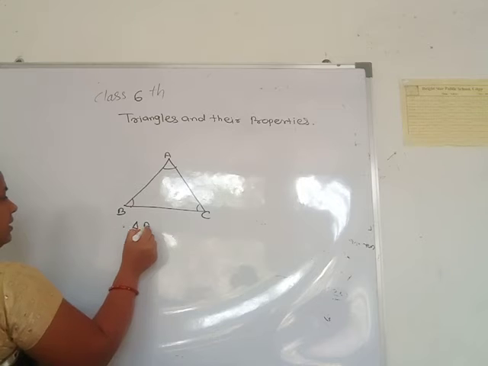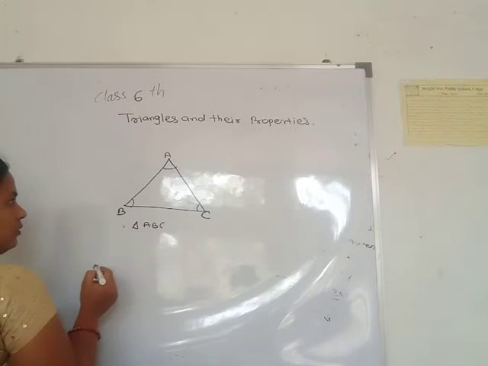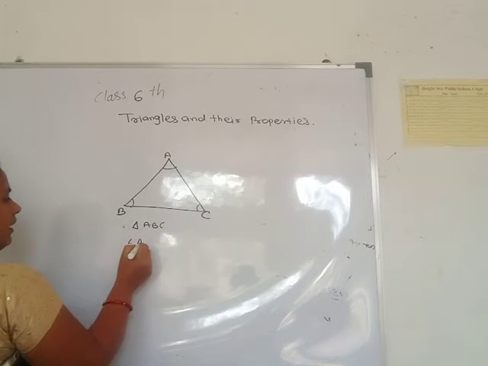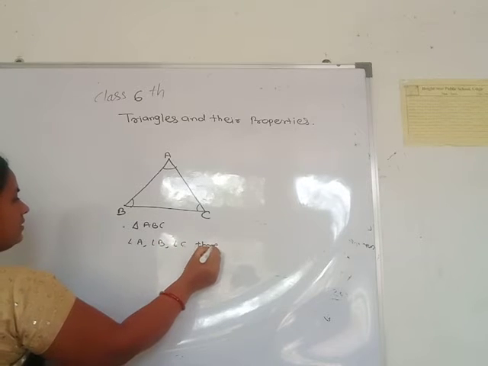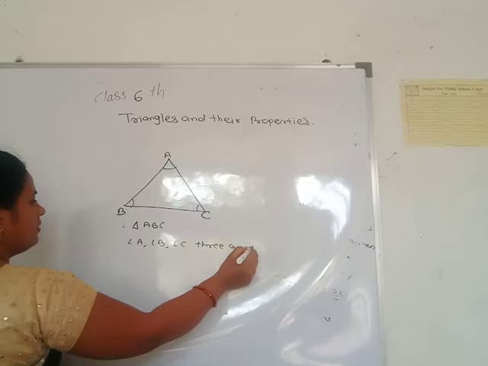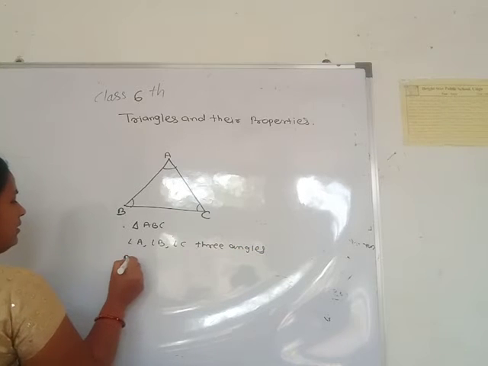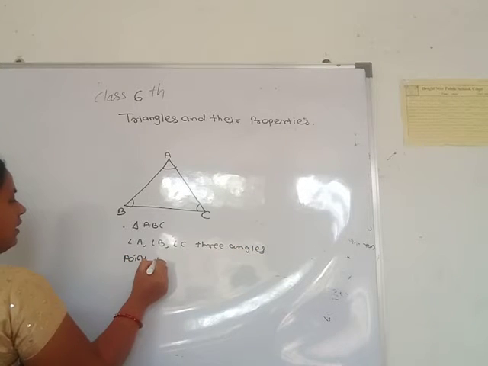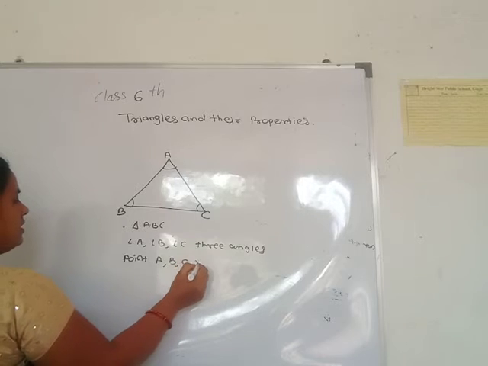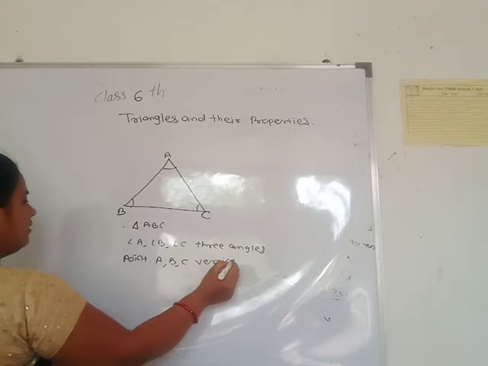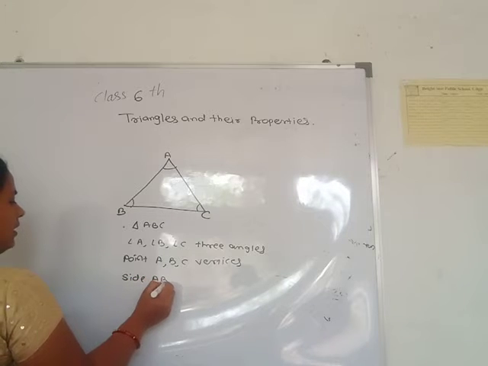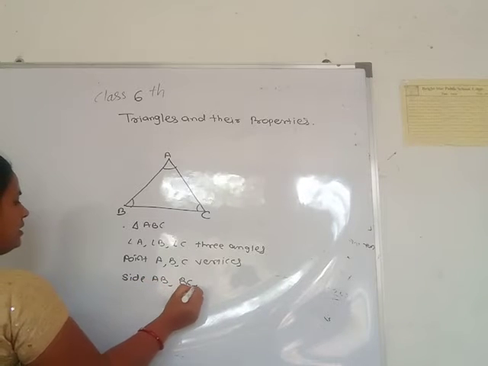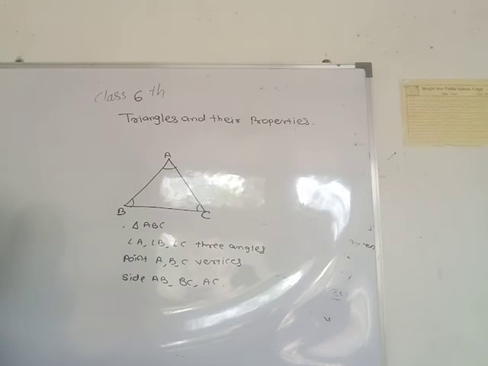Triangle ABC is a closed figure. Angle A, angle B and angle C are these 3 angles. Points A, B, C are the vertices of this triangle, and sides AB, BC and AC are these 3 sides.